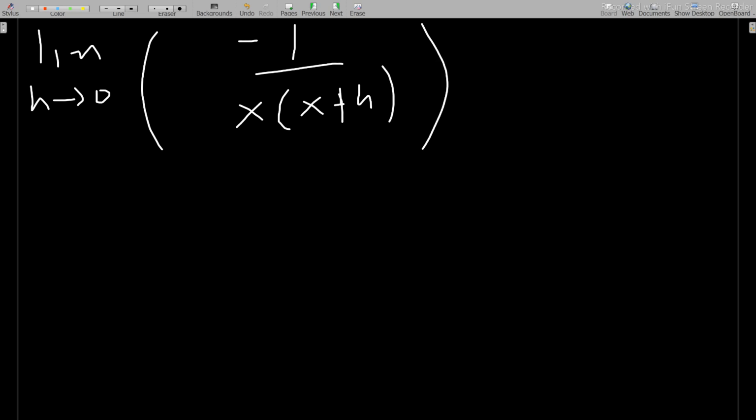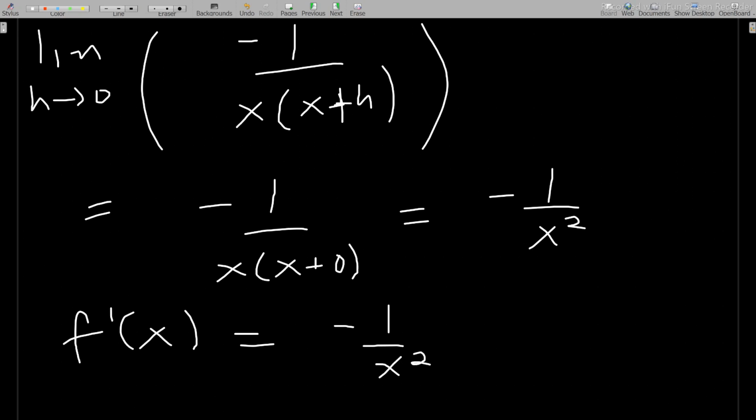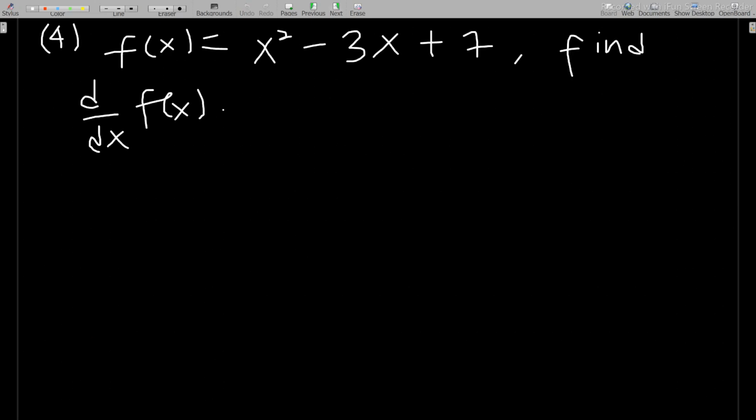Okay, now you can put h equals 0 inside this because we won't get infinity or a non-existing expression. Okay, so this whole thing will give me negative 1 over x into x plus 0. The whole of this will be negative 1 over x squared. So f prime of x, which is the derivative of 1 over x, is minus 1 over x squared. Okay, indeed that is true. All right, so let's move ahead to a very complex one.